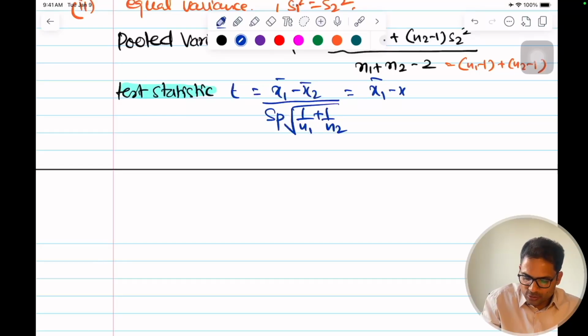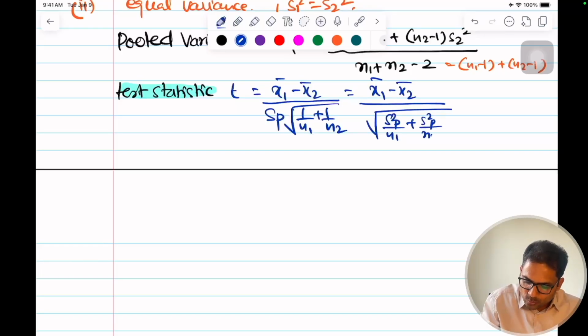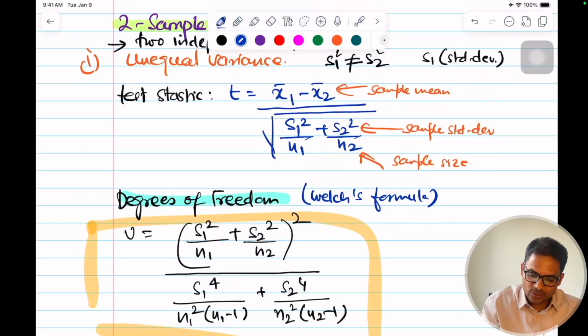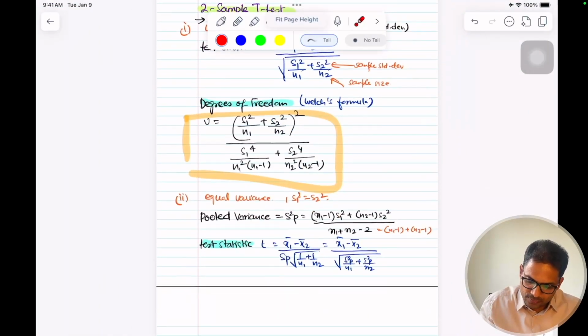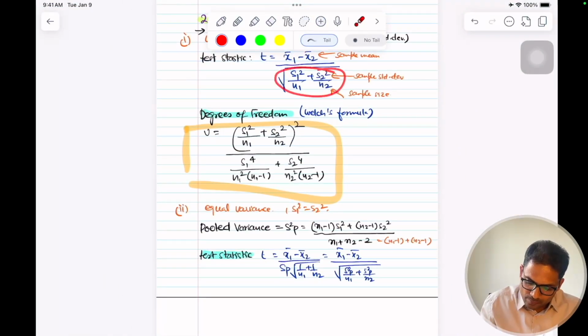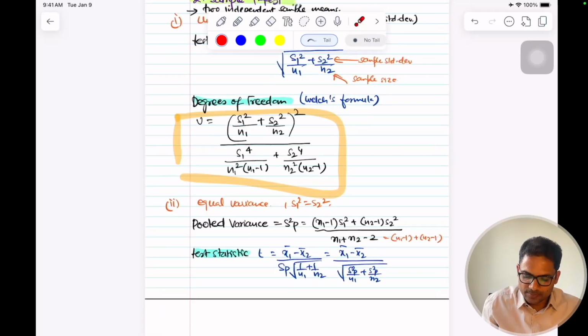x1 bar minus x2 bar by, if you put this sp inside, it will become s square p by n1 plus s square p by n2. Now you see both have taken the same form. Here this was independent, and here we have the pooled variance including the degrees of freedom.